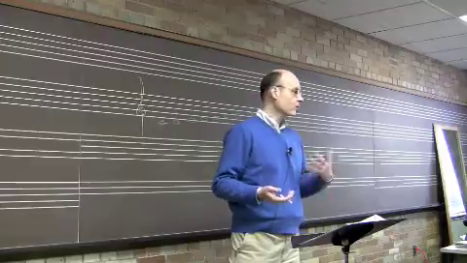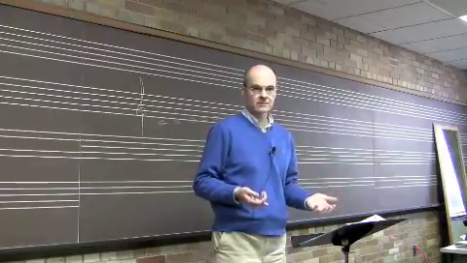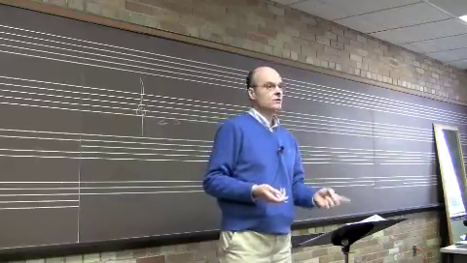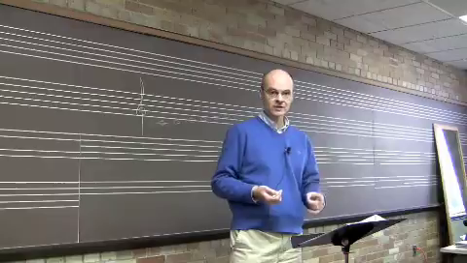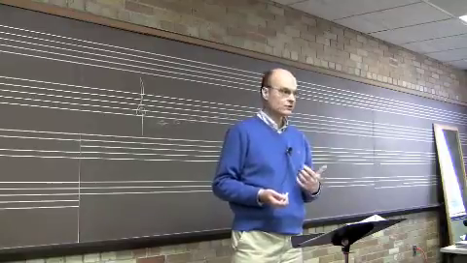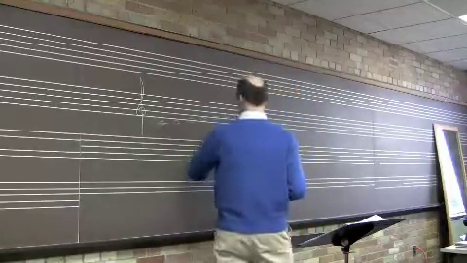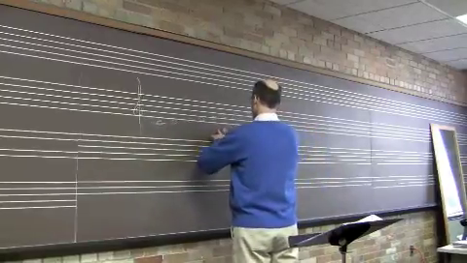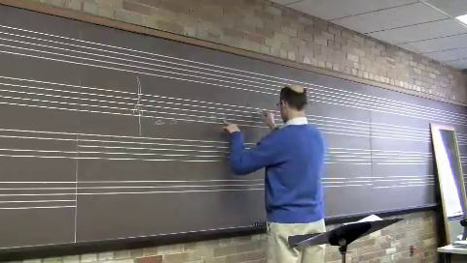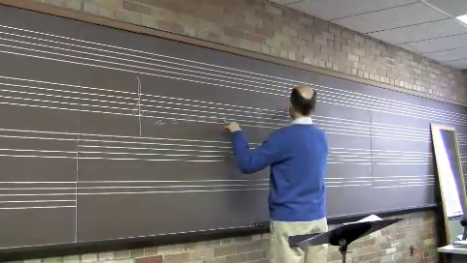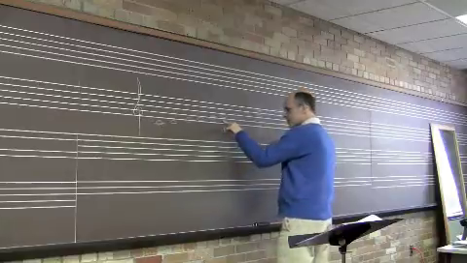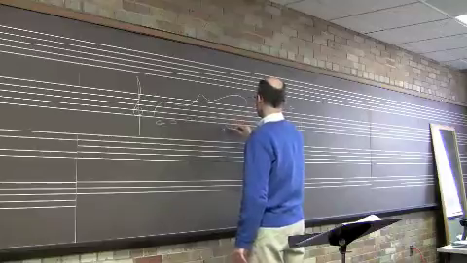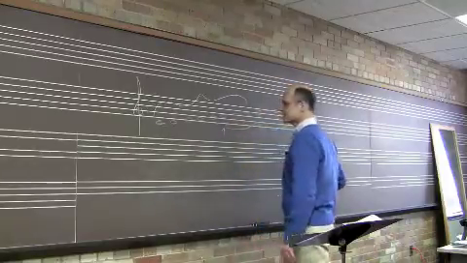Now, if we know which mode is Aeolian, it's the sixth mode. So that means it starts on the sixth step of the major scale. So that means that we could say, all right, so here's C scale. The A minor scale starts right there. And what that tells us is that A minor has the same key signature as C major. It's just that the tonic changes.